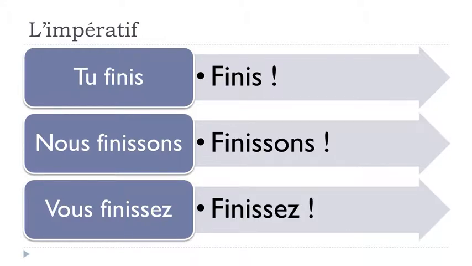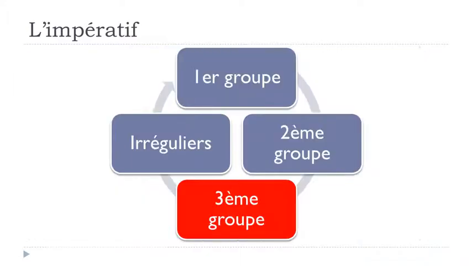So what you've got to remember, second group of verbs, actually they will be exactly the same as at the present form. So no change. Of course, you need to take away the pronom personnel, but the forms will stay the same. So let's see now the troisième groupe.